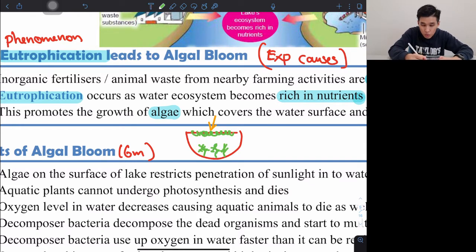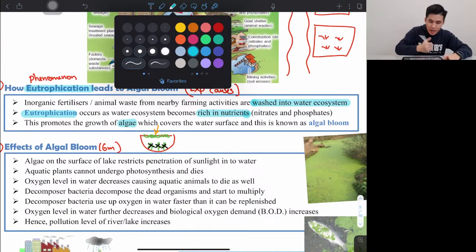Okay, so let's use black color. So as they die, right, then your water will have lesser and lesser oxygen because they cannot photosynthesize, they die, then there will be no more oxygen in the water because photosynthesis produces oxygen. Look at the first 2 points.